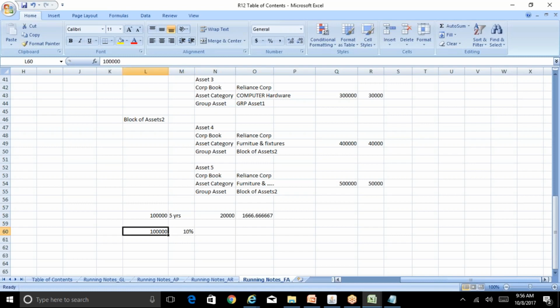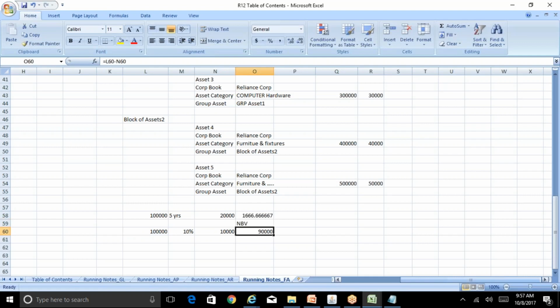Okay, so in this case for a 100,000 asset, you say that it needs to be depreciated every year by 10%. So in the first year, the depreciation will be 10,000 rupees. And at the end of the first year, my net book value is nothing but the cost of the asset minus depreciation, which is 90,000. This is my net book value.